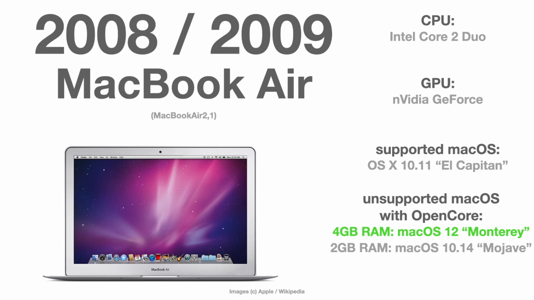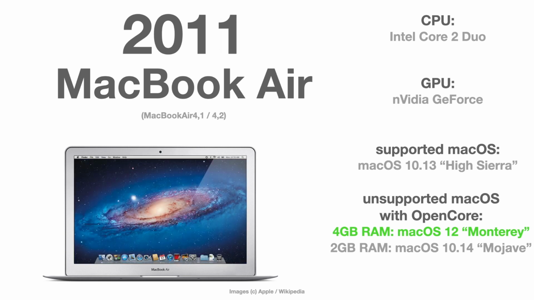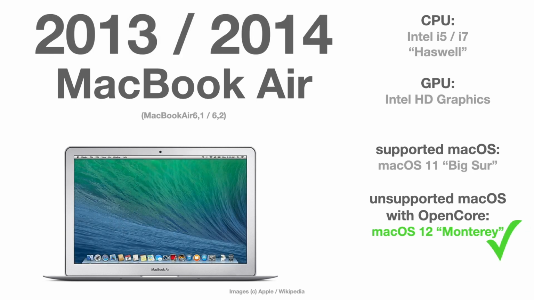The oldest MacBook Air on which you can install macOS 12 Monterey is the MacBook Air 2.1 from late 2008, if you have a 4 GB RAM version. Same goes for the MacBook Air 3 and 4, which are from 2010 and 2011. The MacBook Air 5 and 6 from 2012 or 2013 always have 4 GB of RAM, so no problem at all to install macOS Monterey.